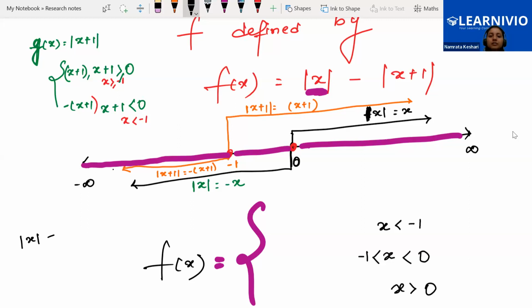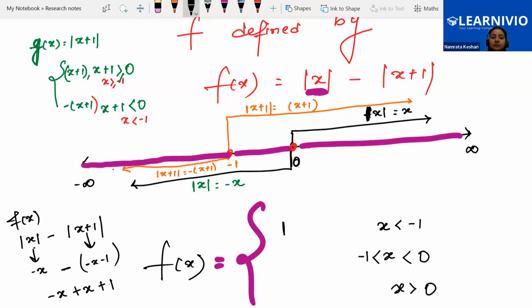Mod of x minus mod of x plus 1 will be what? Mod of x, we can see, will generate minus x as the result. Yes or no? Yes, ma'am. And this will generate the result minus of x minus 1. A minus sign is there in between. So we will be having minus x, then plus x plus 1. So the result is coming out as just 1, right? Yes. Let's check for the next interval.